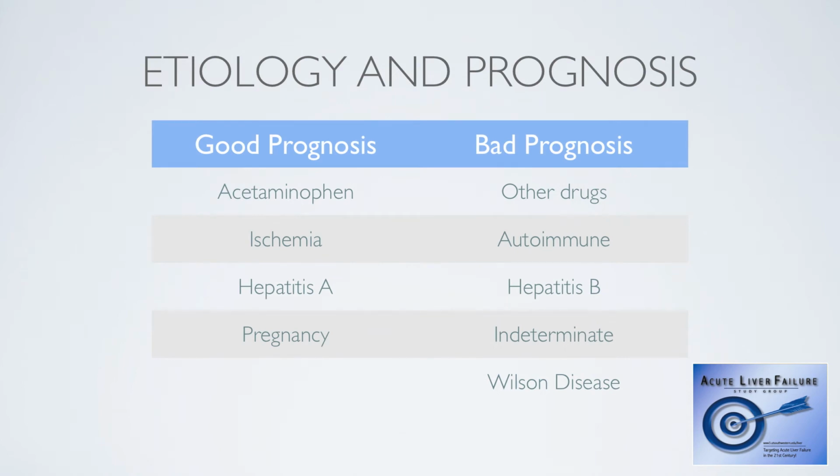The etiology of acute liver failure is the main determinant of prognosis. Therefore, determining the cause is an important step in the management of acute liver failure. We hope the Acute Liver Failure Checklist will improve the diagnostic acumen and reduce the number of indeterminate cases.